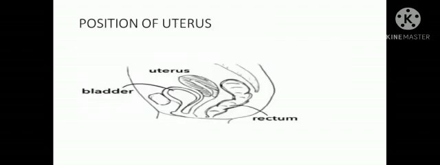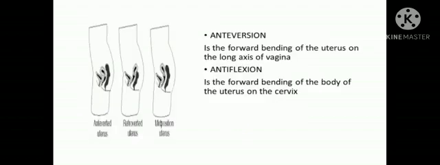Position of the uterus. The uterus is located in between the bladder and rectum. In the diagram there is an anteverted uterus, retroverted uterus, and malpositioned uterus. What is anteversion? Anteversion is the forward bending of the uterus on the long axis of the vagina. What is anteflexion? Anteflexion is the forward bending of the body of the uterus on the cervix. Normal anteverted anteflexed uterus, retroflexed uterus, retroverted uterus, retroverted and retroflexed uterus.